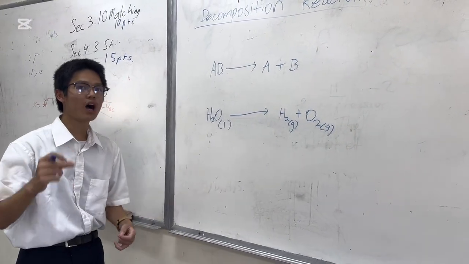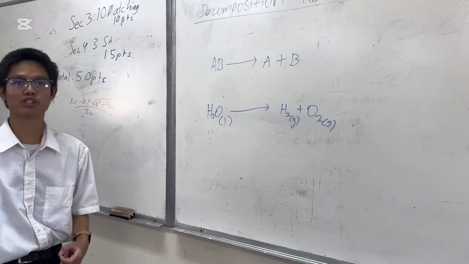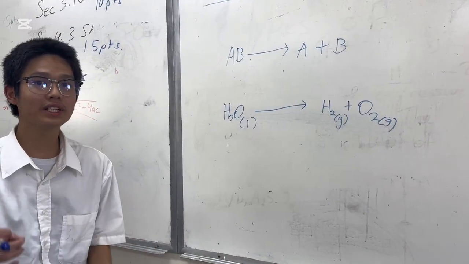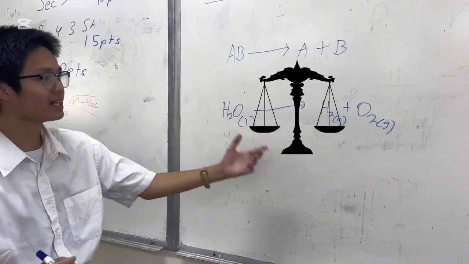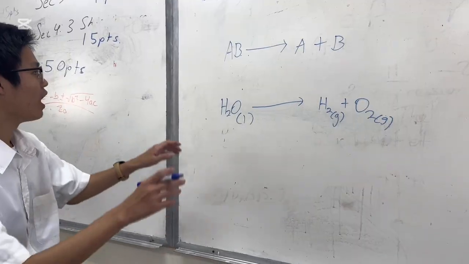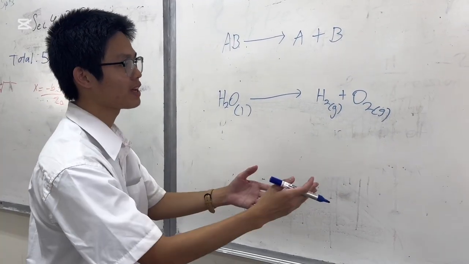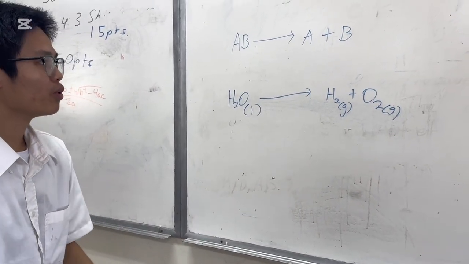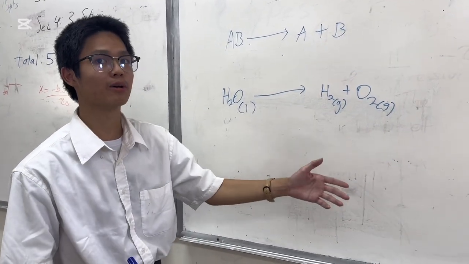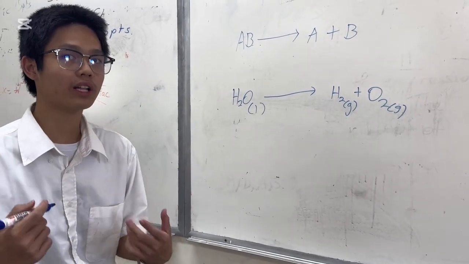However, the law of conservation of mass states that mass cannot be created or destroyed. Mass can only be converted into another form. Therefore, we must balance this equation. On our left side, we have 2 hydrogen atoms. On our right side, we have 2 hydrogen atoms as well. However, we have 2 oxygen atoms on our right side, but only 1 oxygen atom on our left side.